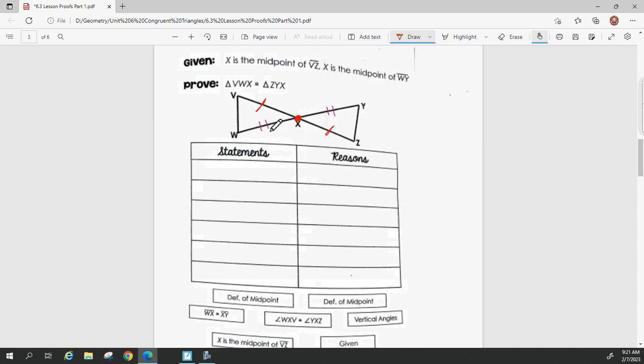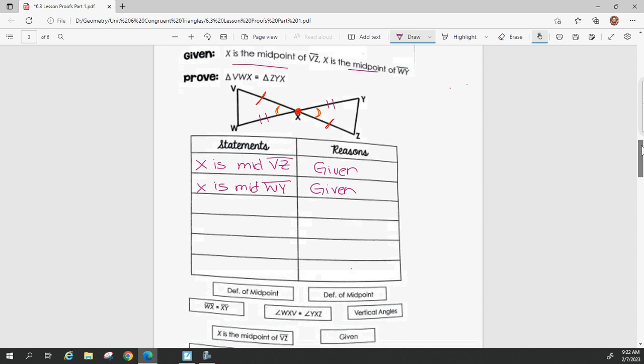And then the last thing we know about these two pictures is that we have vertical angles. And so they're congruent. Even though it's not part of the given information, we can mark those up because vertical angles will always be congruent. And so I'm going to start my proof off by putting my first two statements here, and my reason for that is that they are given. So I just put my two pieces of given information in there, and my justification is that they were given.